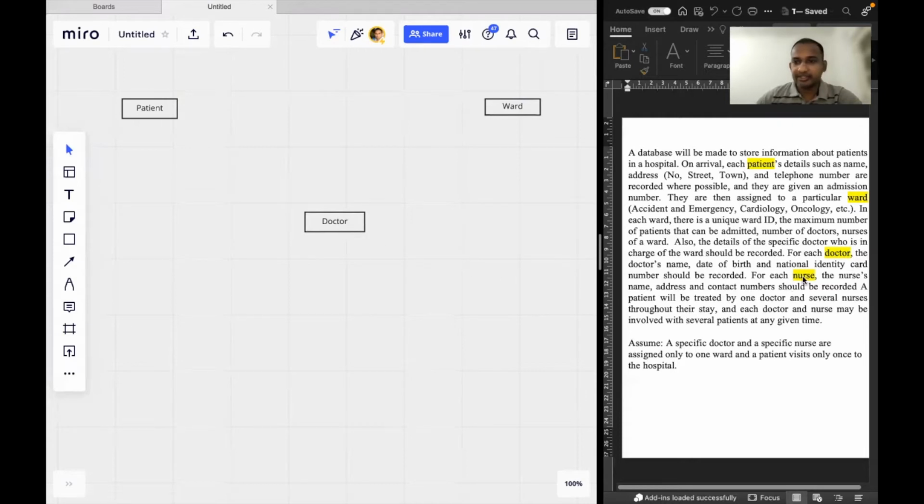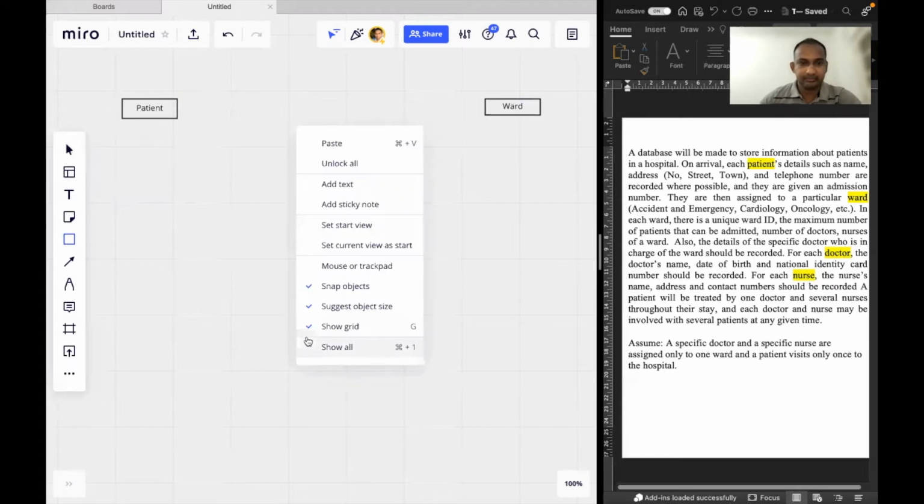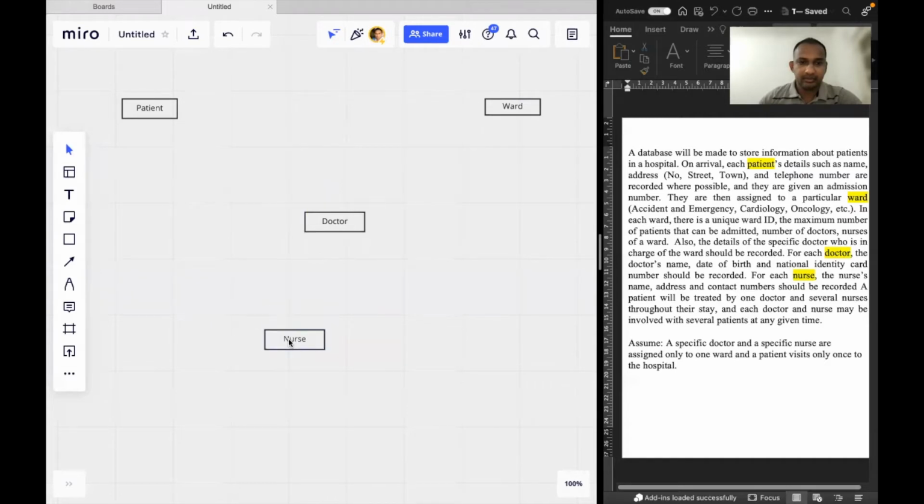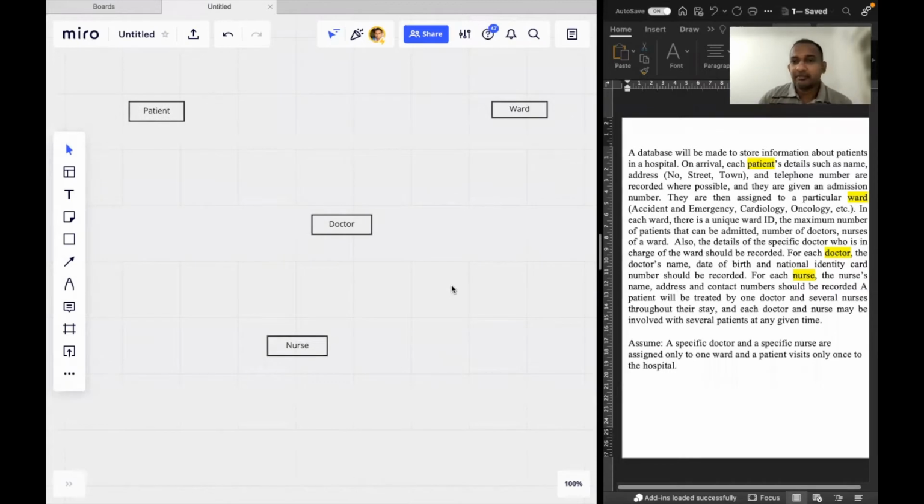And there's another entity called nurse. Let's draw here. Okay, now we have drawn our 4 entities. Then we can draw the attributes of each entity.